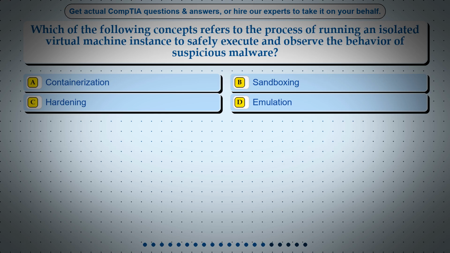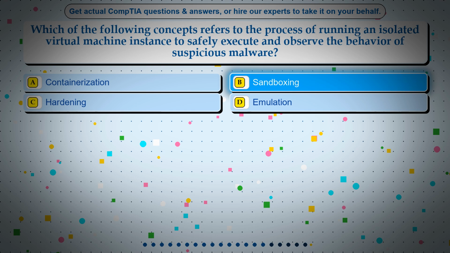Question 15. Which of the following concepts refers to the process of running an isolated virtual machine instance to safely execute and observe the behavior of suspicious malware? Option A, Containerization. Option B, Sandboxing. Option C, Hardening. Option D, Emulation. The correct answer is option B. Sandboxing.